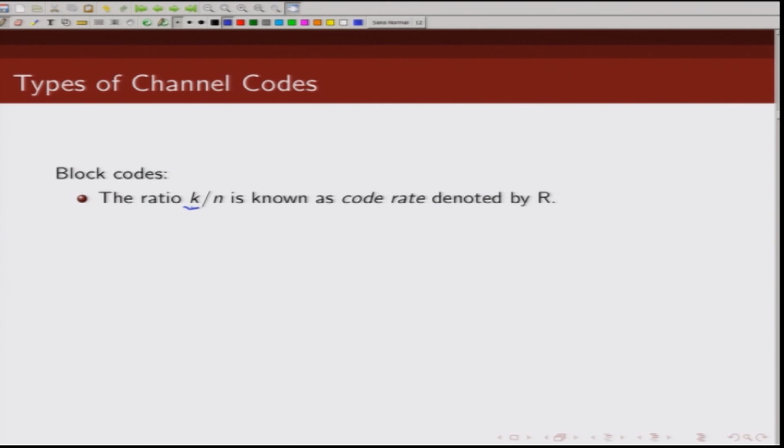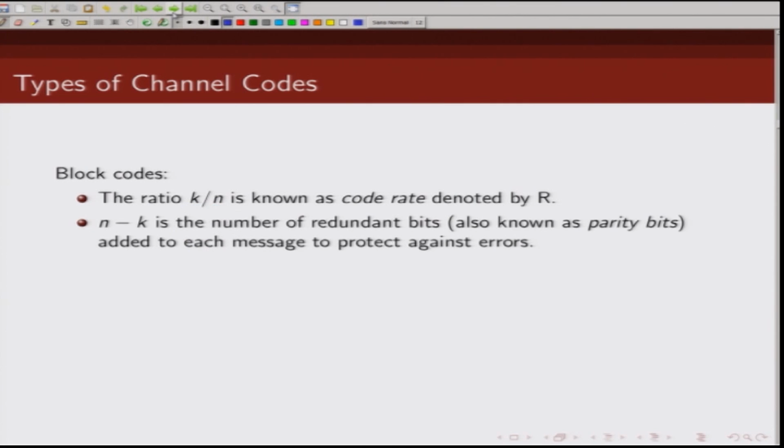As we mentioned in the previous lectures, we define our code rate to be the ratio of the number of information bits to the number of coded bits, typically denoted by R. k is the number of information bits, n is the number of coded bits. So n minus k is the number of redundant bits that we are adding to our information bits, and these are also known as parity bits.